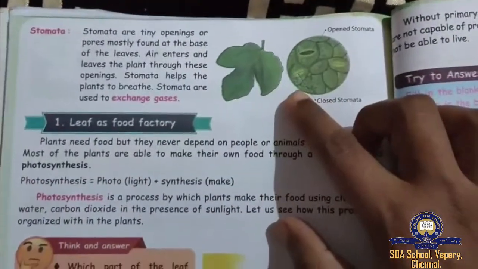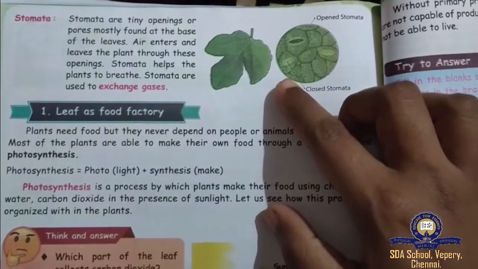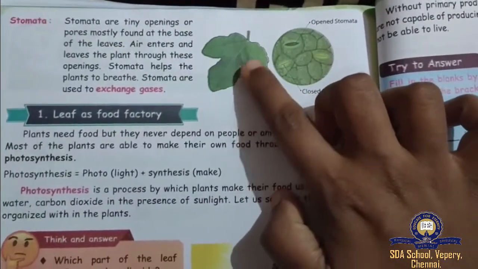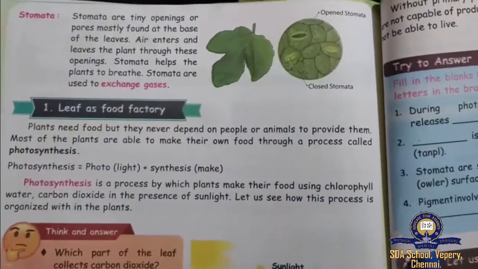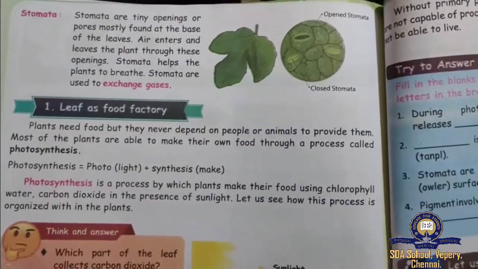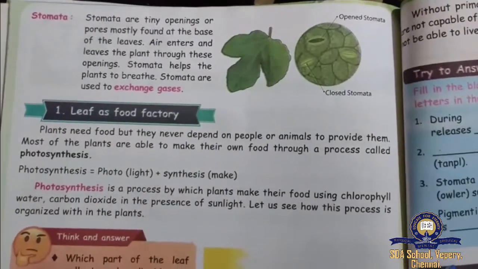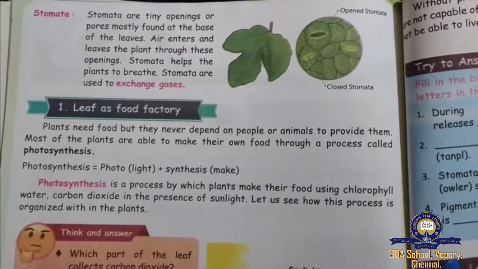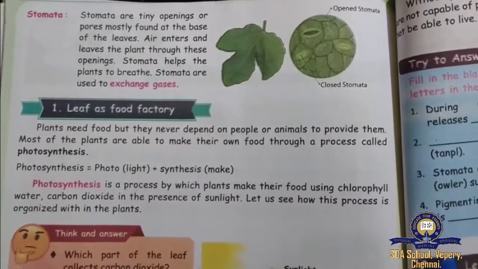And we have learnt about stomata, right? Stomata are tiny openings or pores. Pores are holes. In the leaf we can't see the pores with our naked eye, so we need a microscope to see them. They are very small.